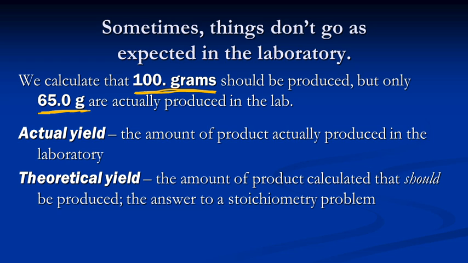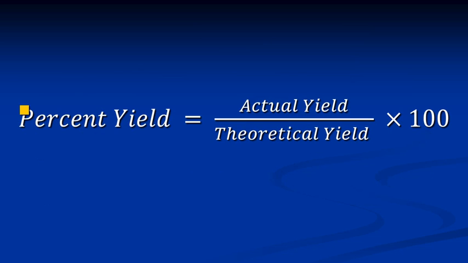If we put those two numbers together, we make what's called the percent yield. And this is the equation for determining the percent yield. It's equal to the actual yield divided by the theoretical yield times 100. Now let's do a couple examples and see how we can calculate the percent yield for a reaction.